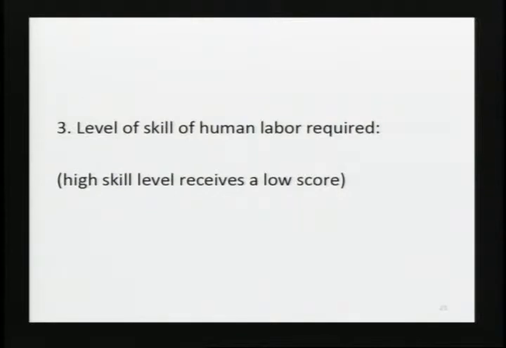The next item is level of skill of human labor required. A high score is going to indicate a strength for the project. In this case, if there's a high skill level required, then this is a potential detriment to the project, and so a very high skill level would receive a low score. And I'm about a midpoint on this one also. There is some skill required. Indeed, there would be a bilingual person, a person who is fluent not only in English, but also fluent in the language of the refugees.